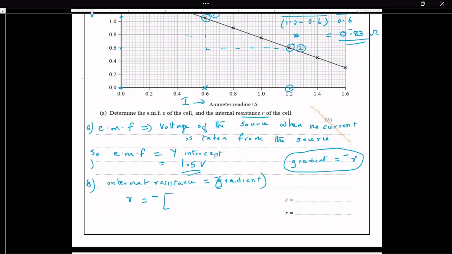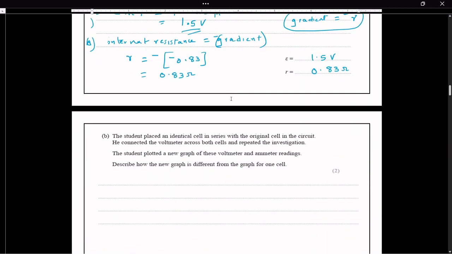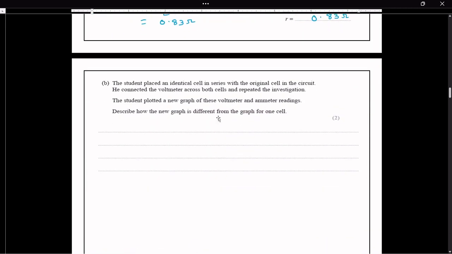So the negative of the gradient means the gradient is 0.83, so I'm getting an answer of 0.83 ohms for the internal resistance, and I'm getting the EMF of 1.5 volt. This is the EMF and gradient I'm getting. Okay, now let's move on to the next part of the question.